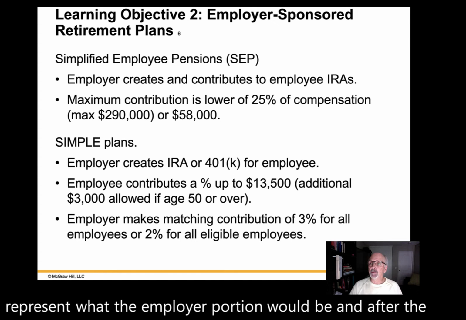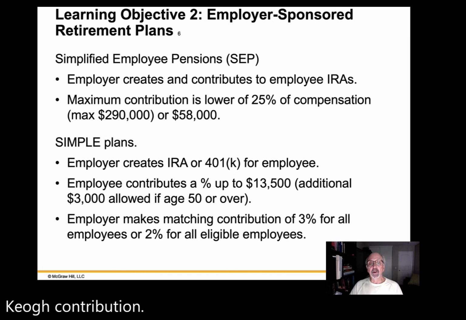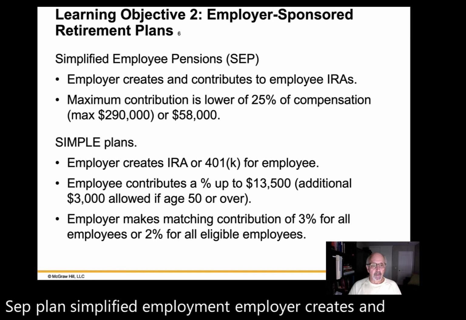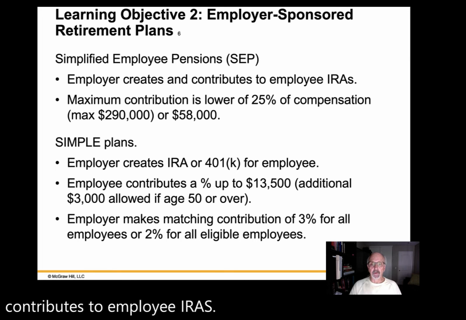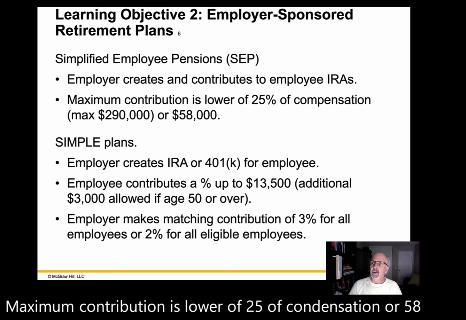SEP plans, simplified employee pension. Employer creates and contributes to employee IRAs. Maximum contribution is lower of 25% of compensation or $58,000. You see that $58,000 is a limit in a lot of different situations here.